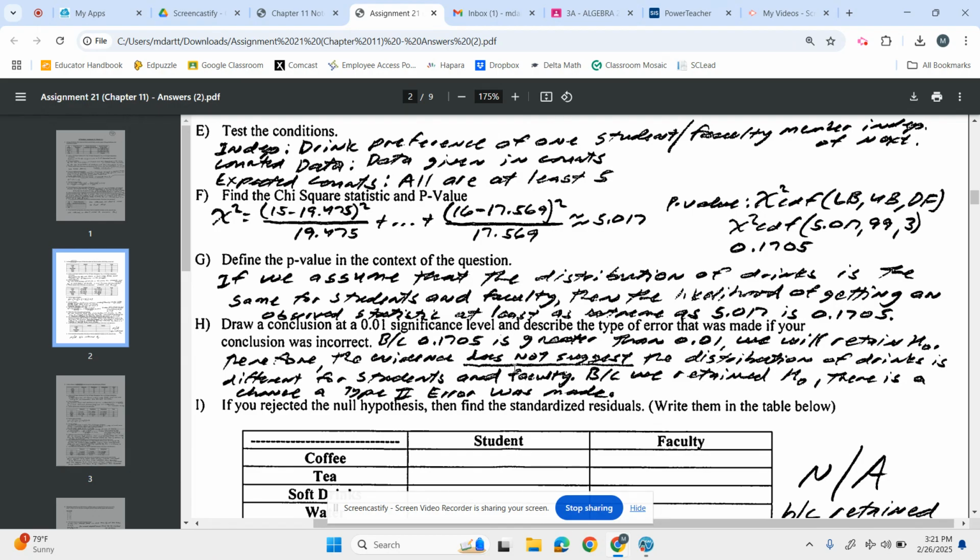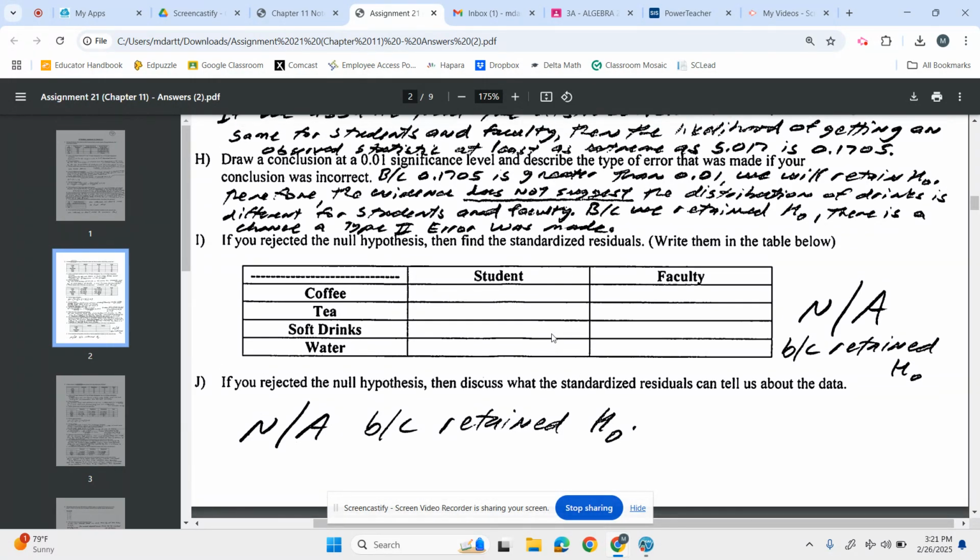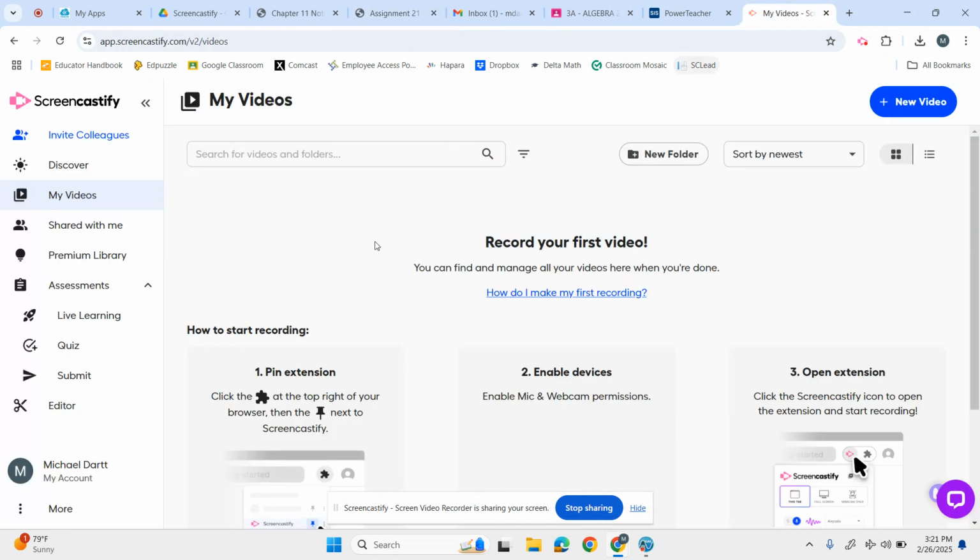Now, anytime you retain, there's a chance of a type 2 error. Once again, because I retained, there was no reason to find the residuals. We're only going to find residuals if we have some type of issue where we have to reject.